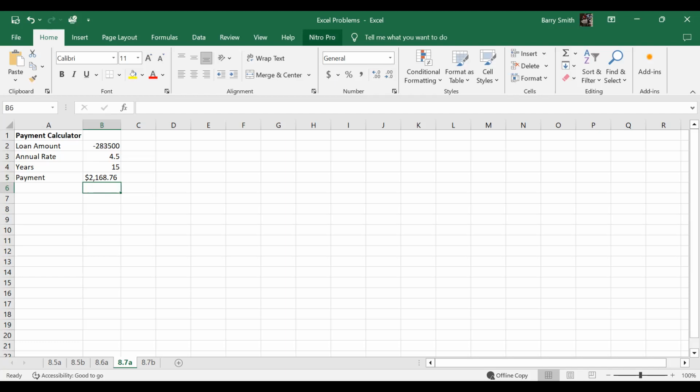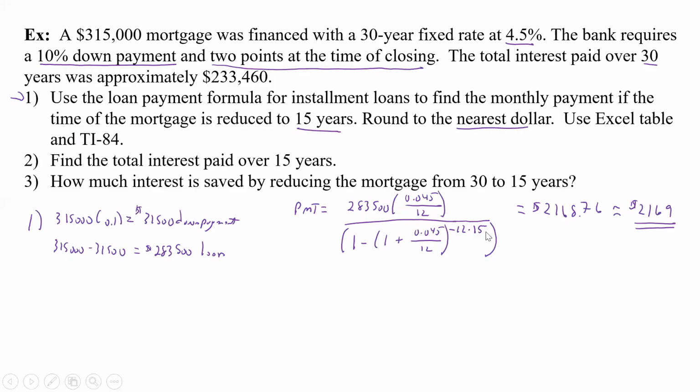All right, so now let's go to part B. It says now find the total interest paid over 15 years. All right, well, so for that, we're going to say we're going to pay $2,169 every month times 15 years. And we borrowed how much? Well, we borrowed 283,500. Now, if we do that, that should tell us how much we're going to have to pay in interest, because this is going to be the total amount we paid. This is how much we have to pay for principal. So the difference should be our interest.